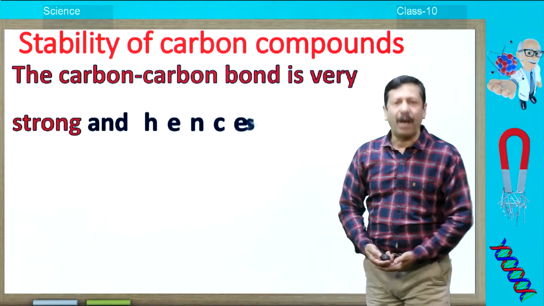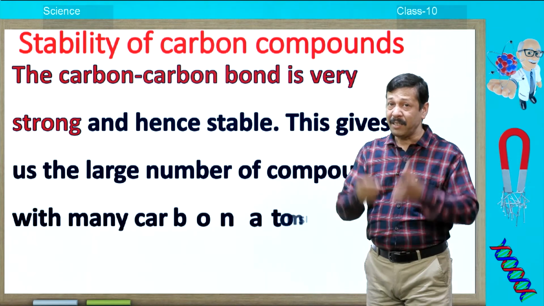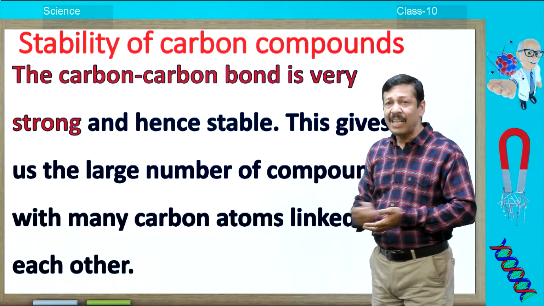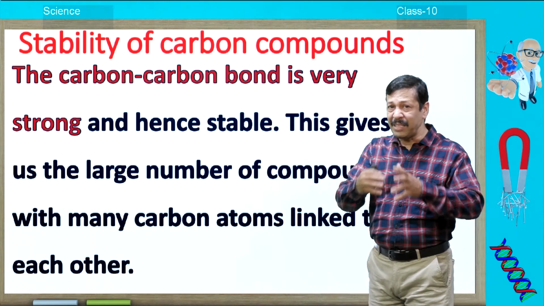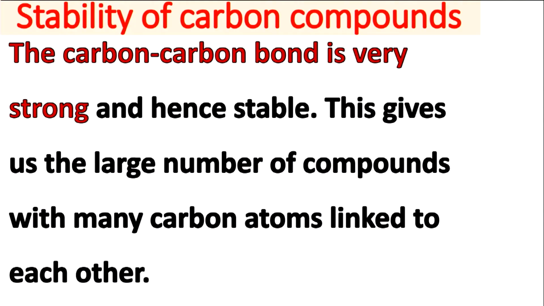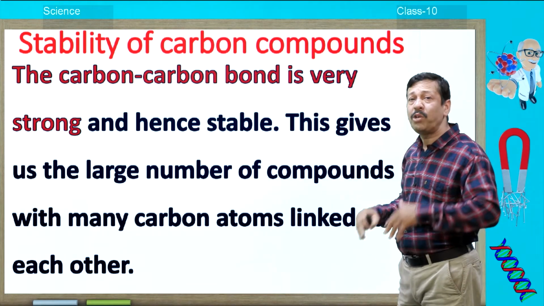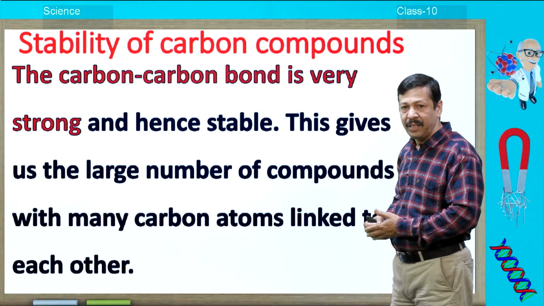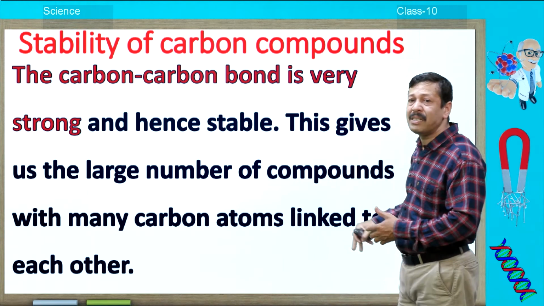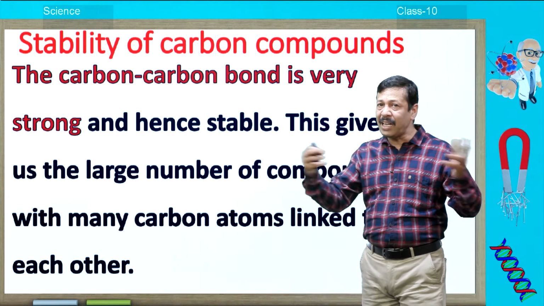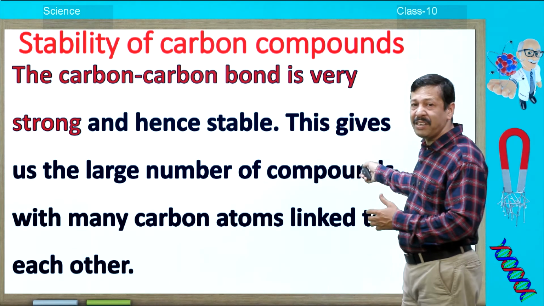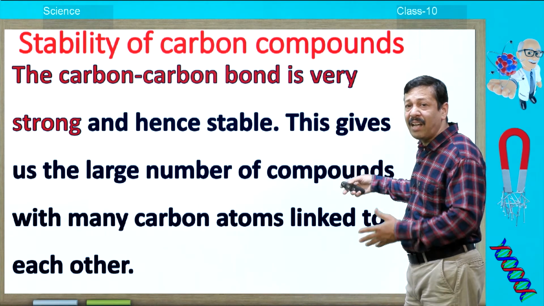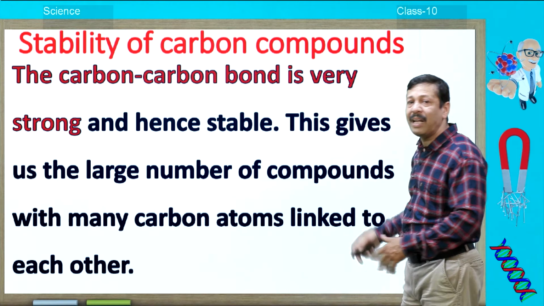Now, the stability of the compounds, this is a very, very important aspect which made carbon unique. Carbon-carbon bond is very strong and it is stable also. That means these compounds stay in nature for hundreds of years. This gives us the large number of compounds that we are seeing in nature. Here the carbon and carbon are linked to each other and many carbon atoms are forming a huge chain. This is the uniqueness.